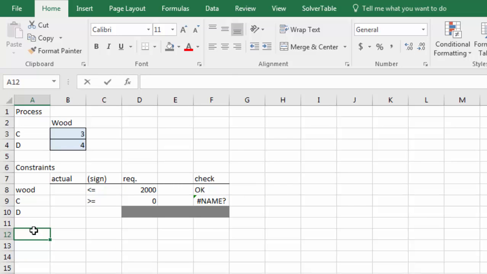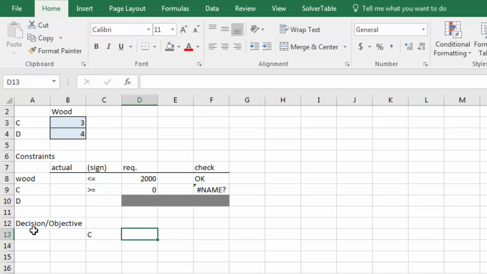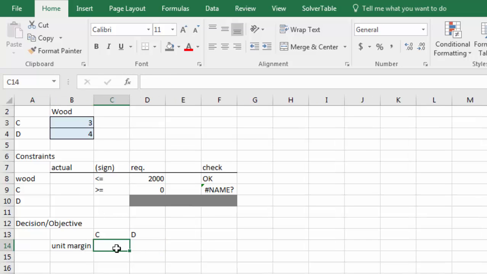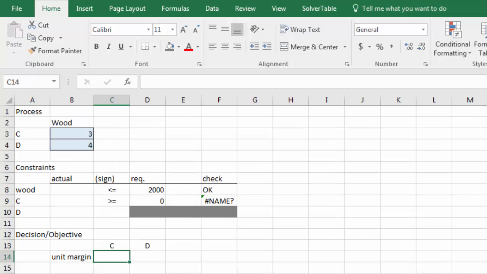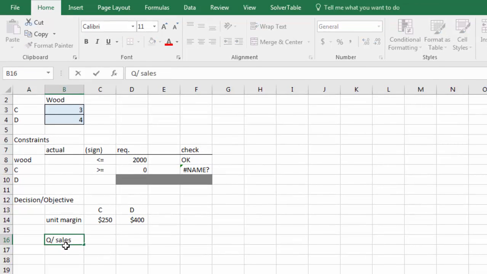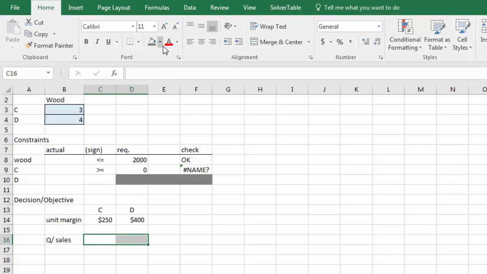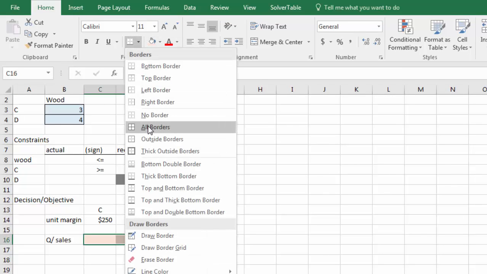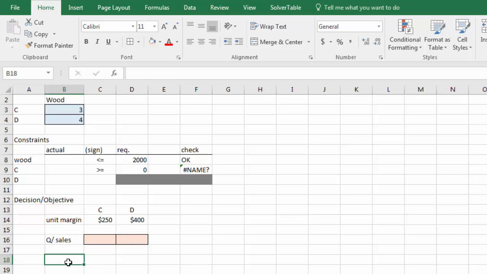Now our decision and objective. Chairs and desks, I'm going to put this across now. Let's call this unit margin. So I'm going to set the column width. Unit margin was 250 on chairs and 400 on desks. Actual, let's put quantity / sales. These are decision variables. We're going to let these vary. So those are the red highlight per our textbook convention.